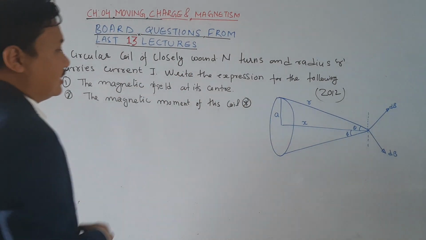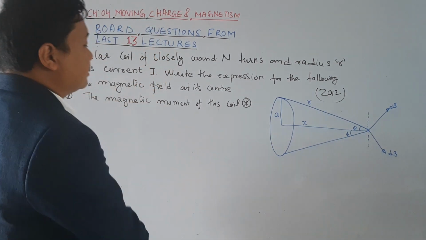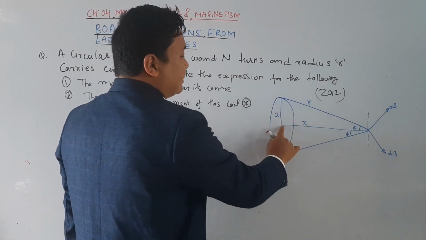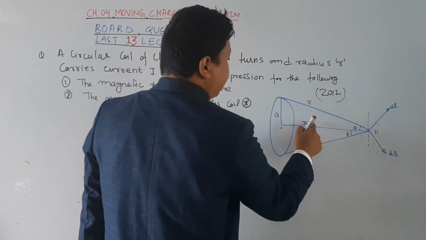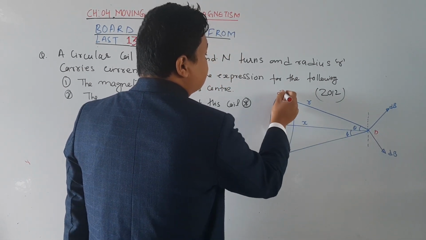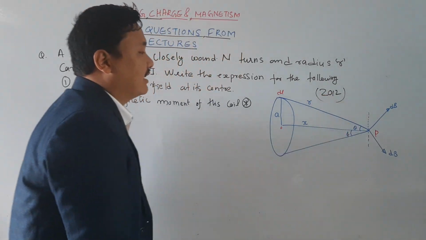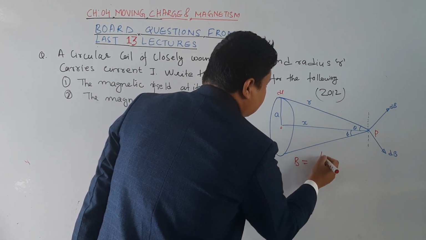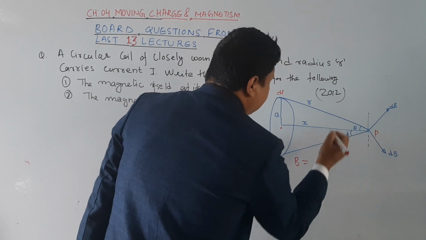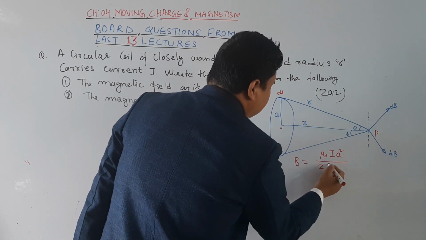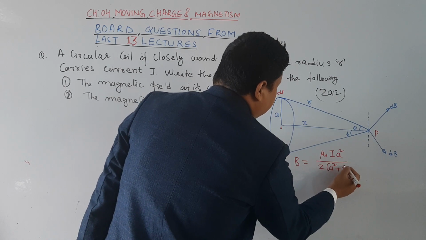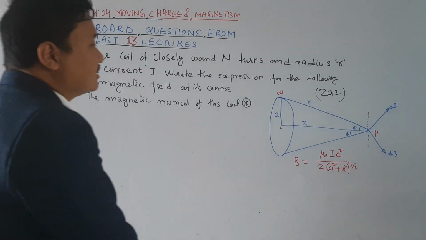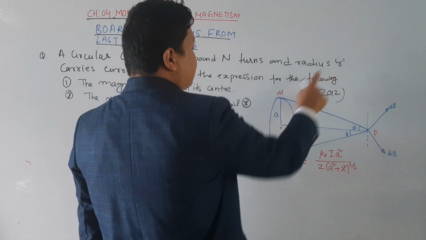First of all, let me go to the thing that we have derived. We have taken the radius r as a, the distance from the center to the point P as x, and the distance from dl to the point P as r. For that, we have got the magnetic field B equal to mu naught I a square divided by 2 times (a square plus x square) to the power 3 by 2. But in the question, the radius is not a, it is x.